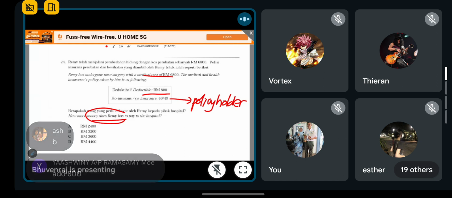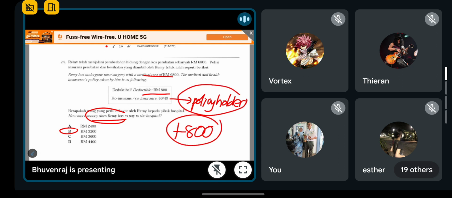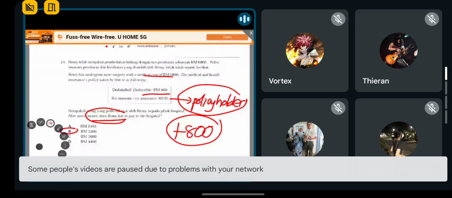Okay, correct. The answer is boy. If you count and see, you should be able to get boy. And also don't forget, tambah 800 at the end. Okay, because policy holder ingat kena bayar juga deductible. Policy holder must always pay the deductible. Okay, so you will get boy. So any problem?